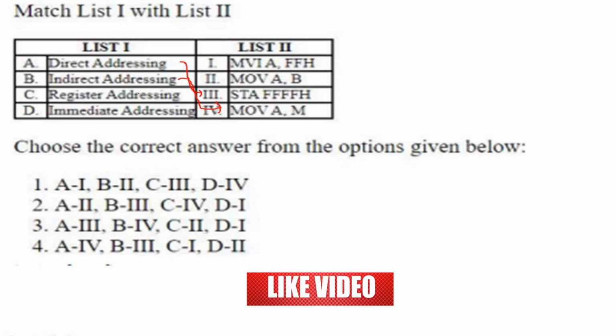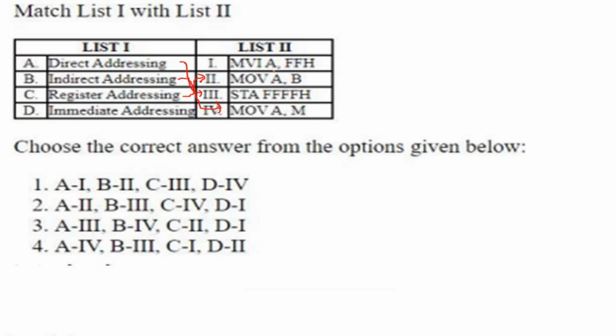Then we have the register addressing, where the operand resides in the registers. So option matching is this, move A to B. That means from register B we have to move the data to the A. Then immediate addressing, where the data is available immediately, MVI. We have to move this value in the register A, and MVI. So I stands for immediate addressing only.